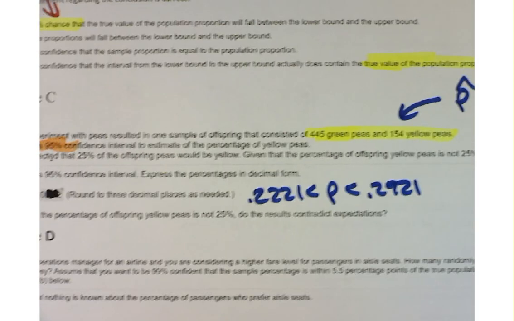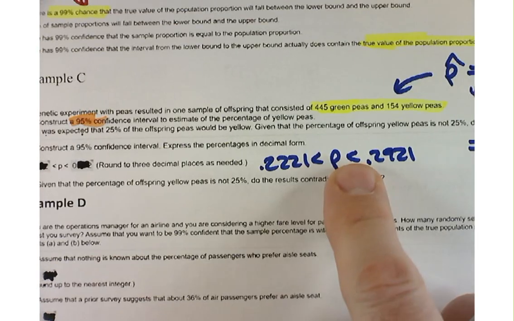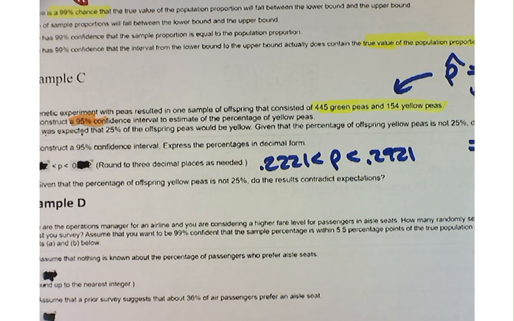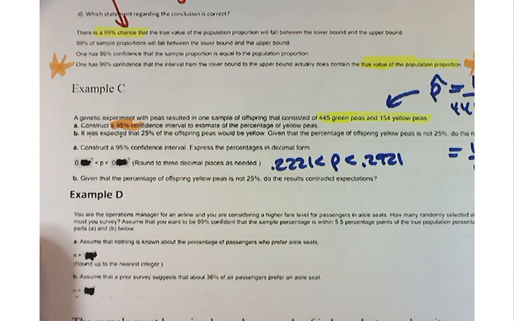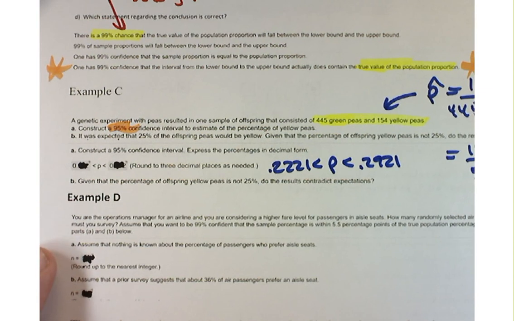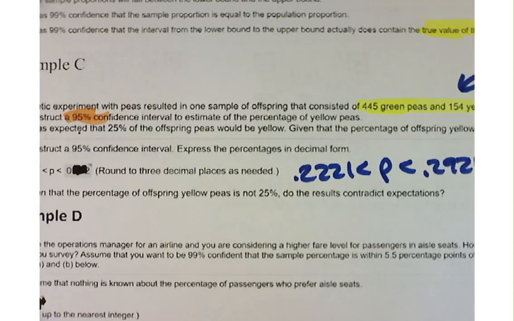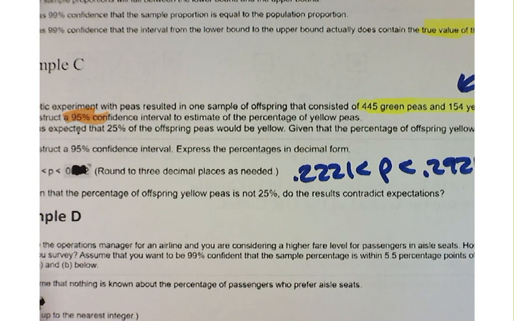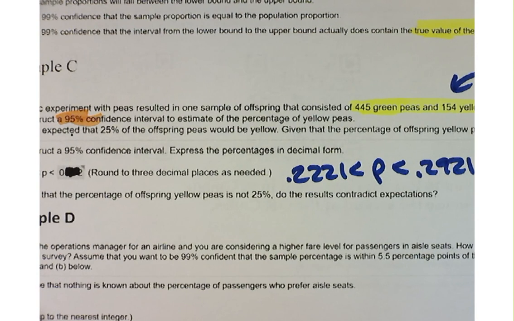Let's answer part B before we practice writing this conclusion in words. Given that the percentage of offspring yellow peas is not 25%, do the results contradict expectations? Well, we got 25.7%. Does that contradict our expectations? Are our expectations wrong? Is their theory wrong? Philo, what do you think?